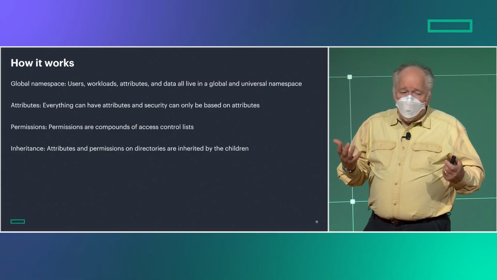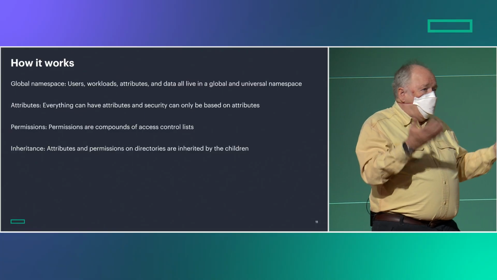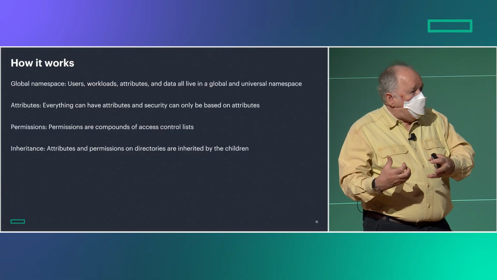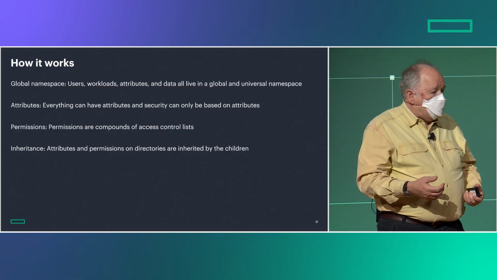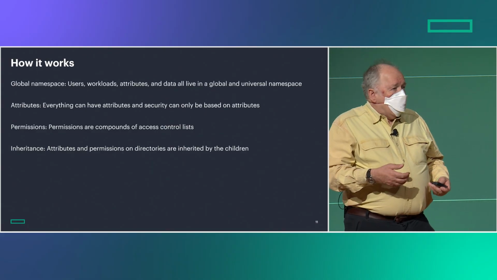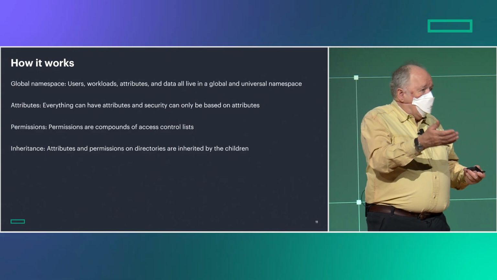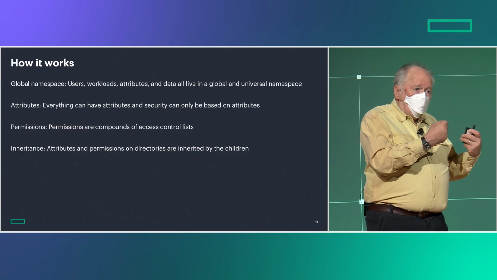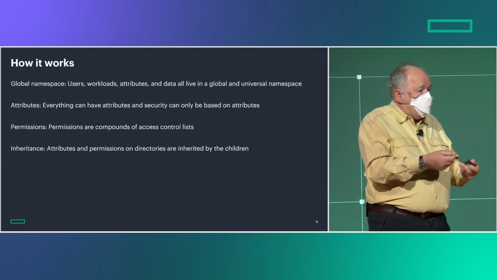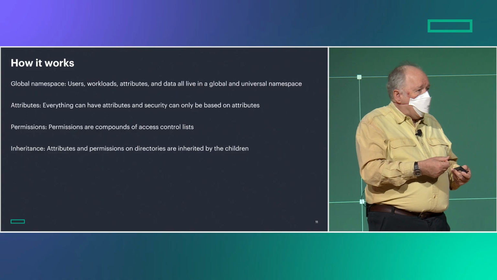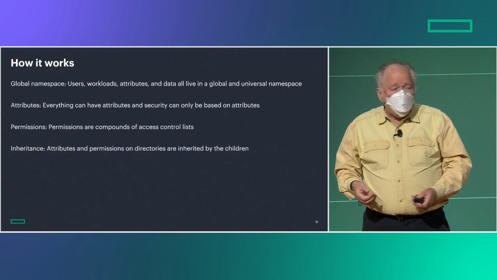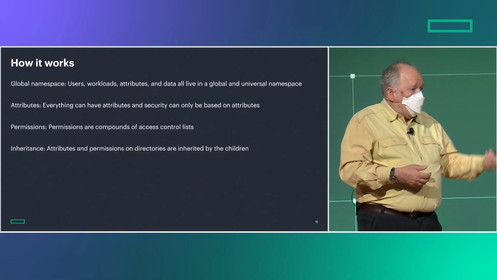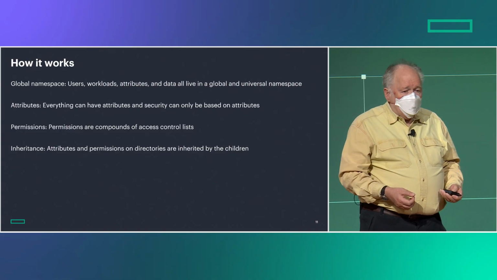Attributes to user. I work for HPE. I work in labs. Those are attributes I might have. I work on a particular project, another attribute. These attributes can then be inherited. We'll talk about inheritance as the last point. But the important point is all security statements can only be based on these attributes. We then compose permissions out of those attributes, and we inherit both attributes and permissions.